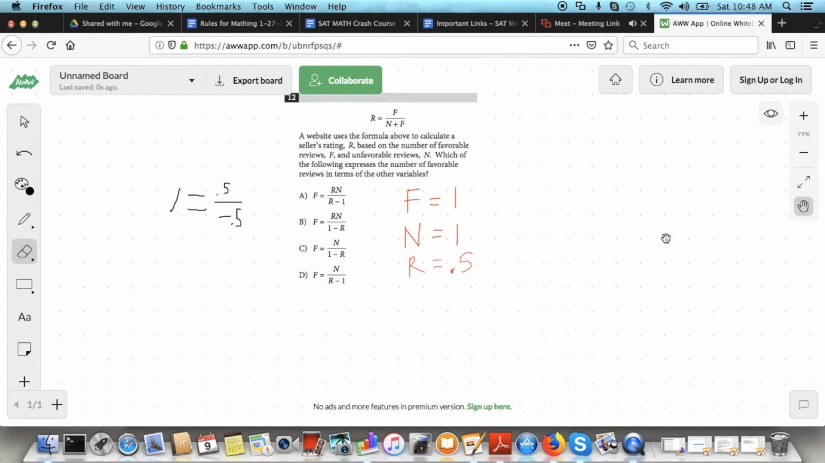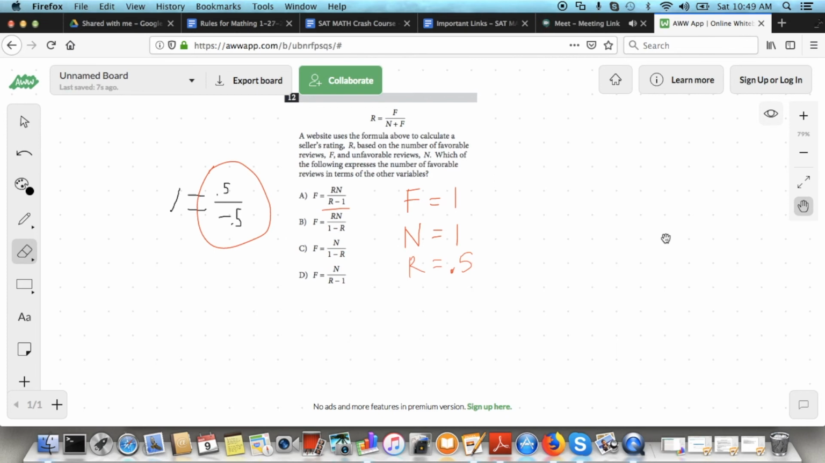Because n equals 1. So it's just 0.5 times 1, which... Yeah, exactly. Does everybody see what he did right here? He's just plugging in the f, r, and n values. r times n would be 0.5 times 1, which is 0.5. And then 0.5 minus 1 right here would be negative 0.5. Does that make sense, guys? Any questions about what he's doing here?